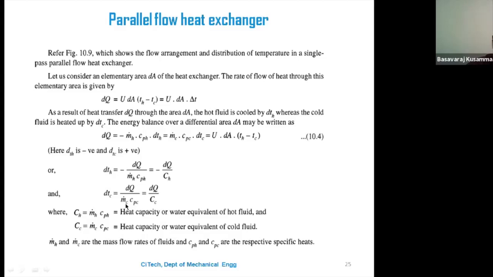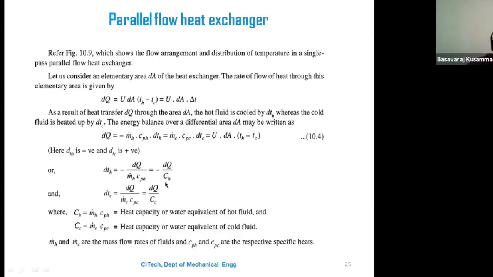What is the meaning of that? The product of the mass flow rate of the cold fluid and the specific heat of the cold fluid is called the heat capacity. This capital C with suffix c is called the heat capacity or water equivalent of the cold fluid. That's equal to m dot c into CpC, mass flow rate into specific heat of the cold fluid.